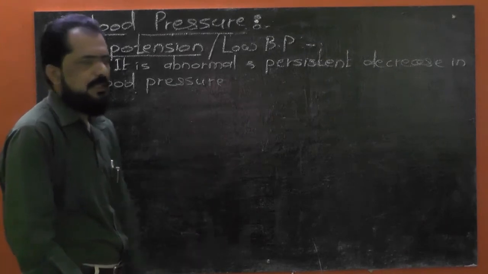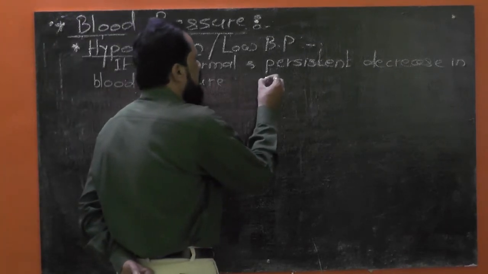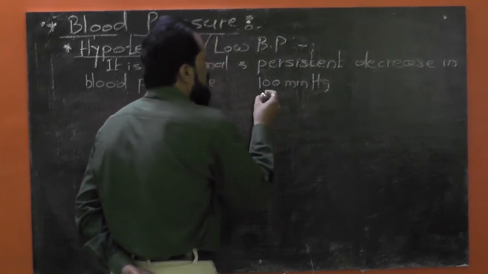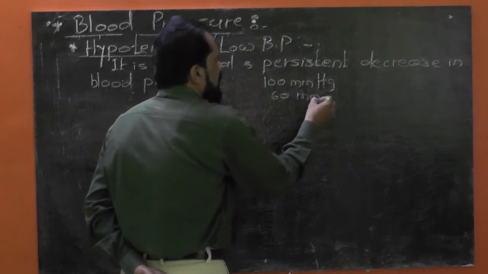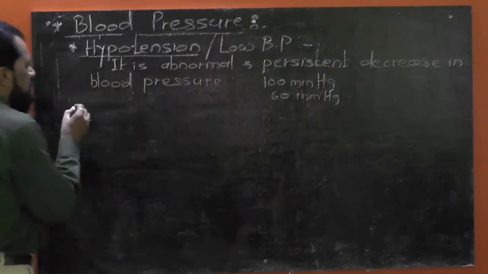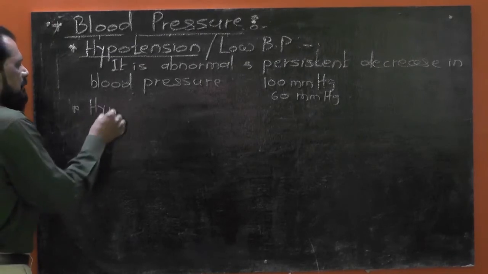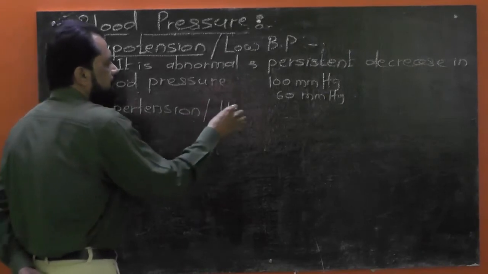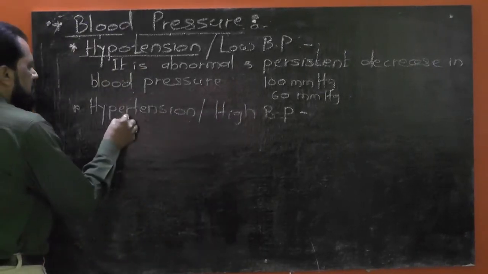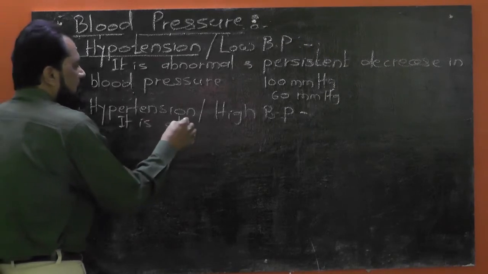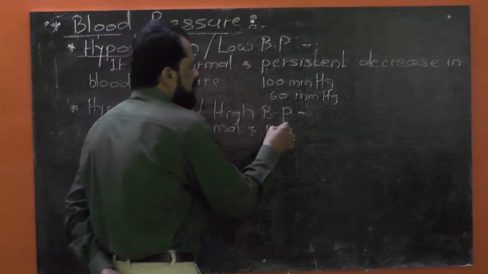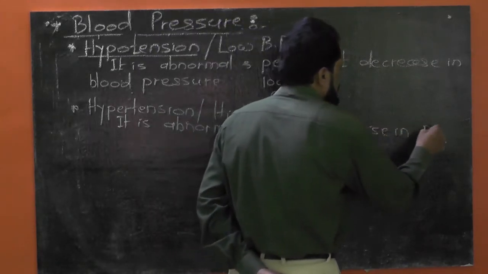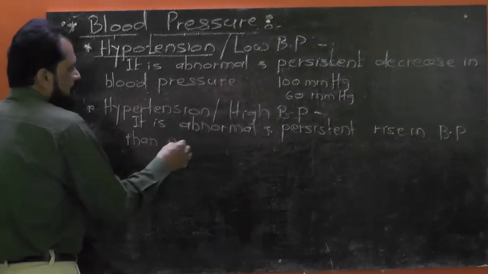Generally in hypotension the systolic pressure goes below 100 mmHg and diastolic pressure below 60 mmHg. While the second abnormality is hypertension, may be known as high BP. It can be defined as abnormal and persistent rise in blood pressure than normal BP.